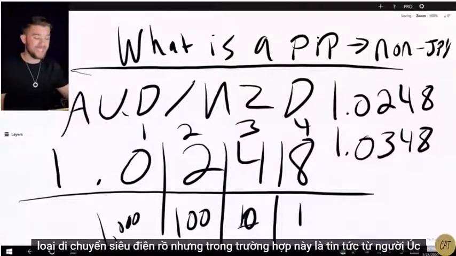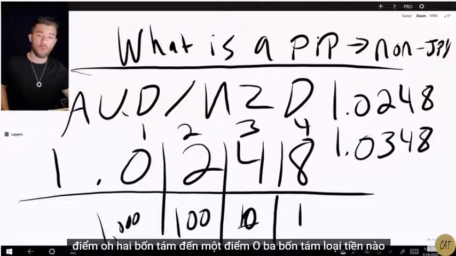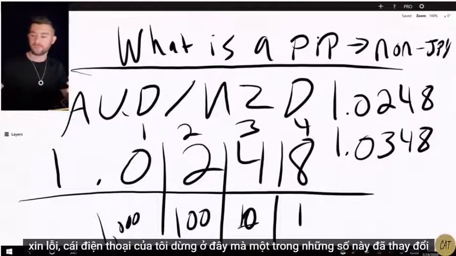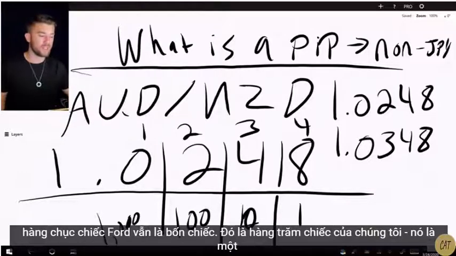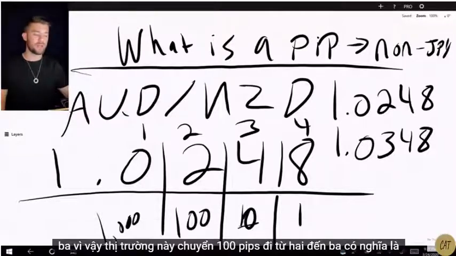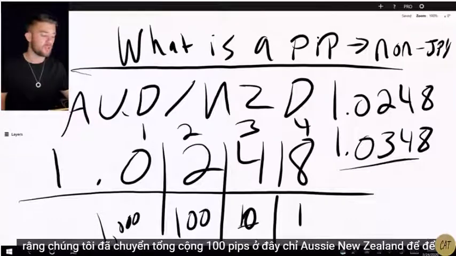But in this case of the Aussie New Zealand, from 1.0248 to 1.0348, which one of these numbers changed? It wasn't our 1s at all, was it? Our 1s was an 8, it's still an 8. It wasn't our 10s, it was a 4, it's still a 4. Was it our 100s? It was a 2, it is a 3. So therefore, this market moved 100 pips. Going from 2 to 3 would mean that we moved a total of 100 pips here on the Aussie New Zealand.